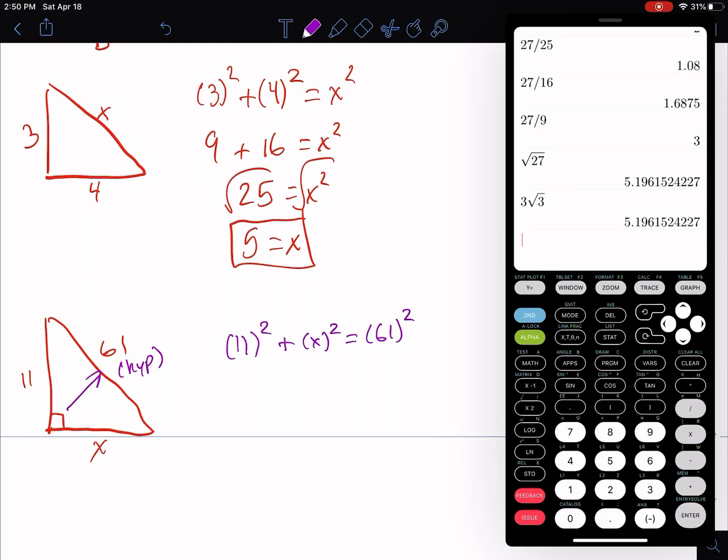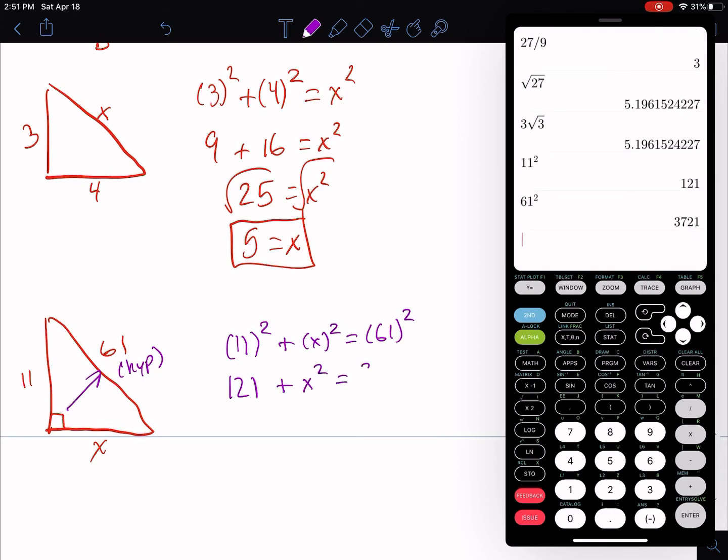Okay, so again, you have a calculator if you need one. We've got 121 plus x squared equals, now 61 squared you definitely probably need to plug into your calculator, 3721. Okay, we're going to subtract 121.